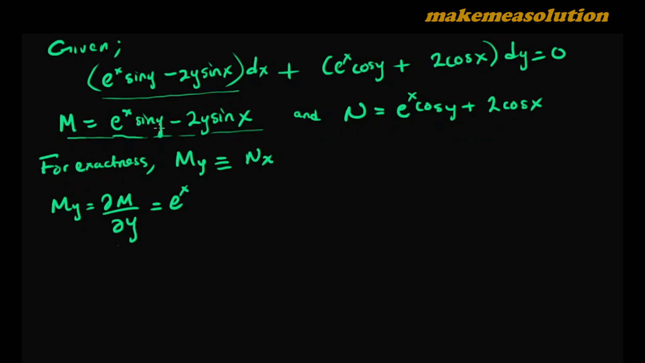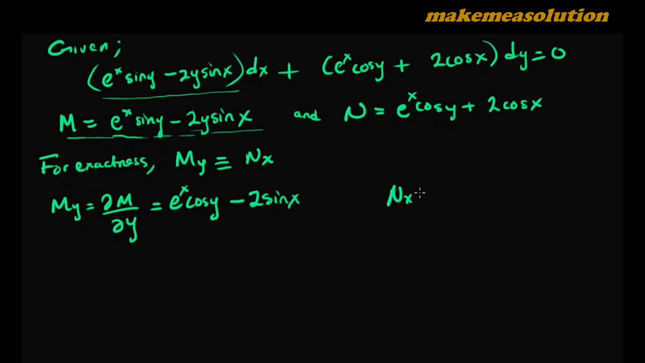You're just going to differentiate sin y, which is cos y, then minus. Now when you go over to this term, the constants are minus 2 and sin x. They are both constants since x is a constant. So your focus is just to differentiate this y over here. When you differentiate y, you get 1. So minus 2 times 1 times sin x gives me minus 2 sin x. So this is our M_y.